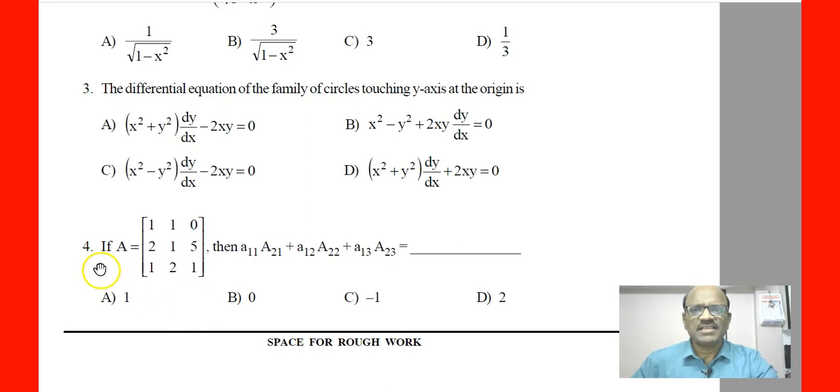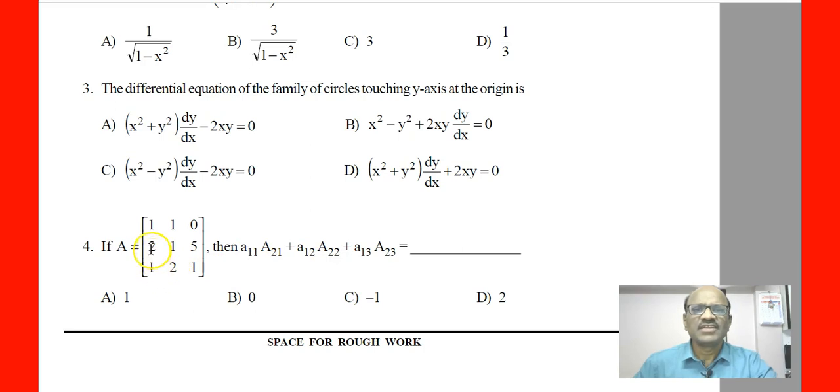Now next, if A is equal to this matrix, 1 1 0, 2 1 5, 1 2 and 1, then find A11 A21 plus A12 A22 plus A13 A23. That's what is asked. Now A11 means what? This is the first element. A12 is 1 and the last is 0. Now we want to calculate only these two terms and their coefficients are these.